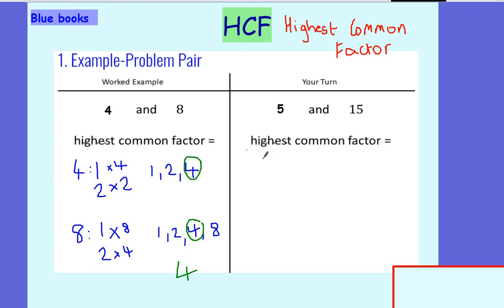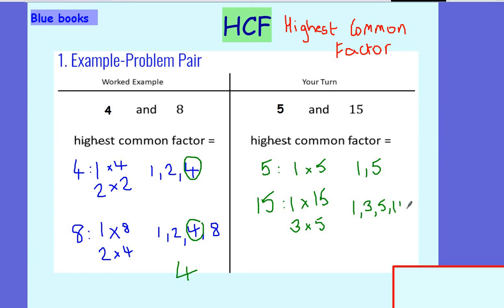Okay, let's go through an answer. So the factors of 5 are just 1 times 5, or 1 and 5. And for 15, there's a few more factors. We could have 1 times 15. We could also have 3 times 5. So my factors of 15 are 1, 3, 5 and 15. Which means, Dylan, what's my highest common factor of 5 and 15? 5, correct. Highest common factor is 5.